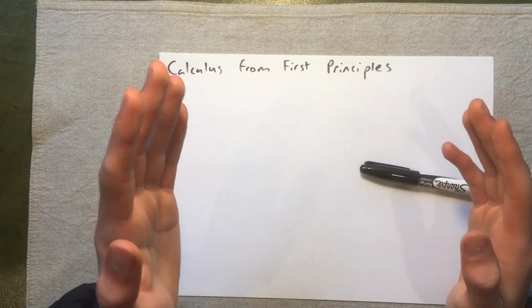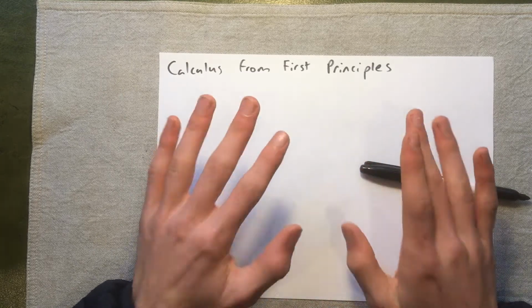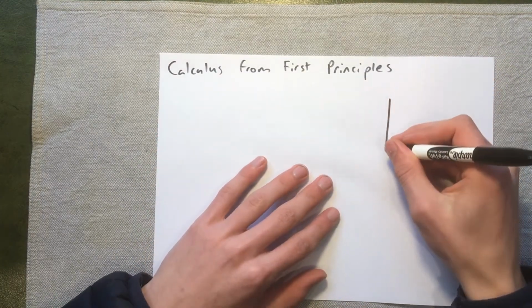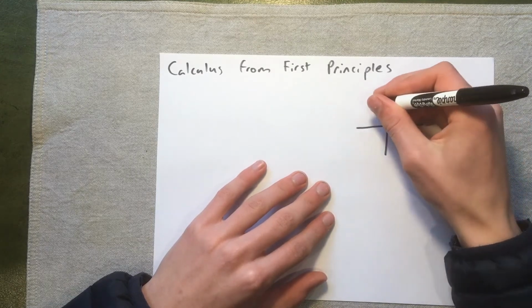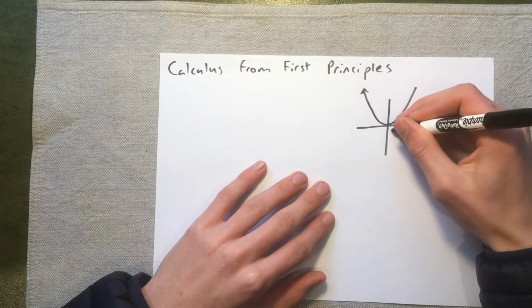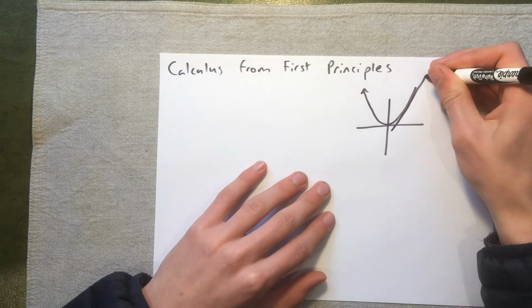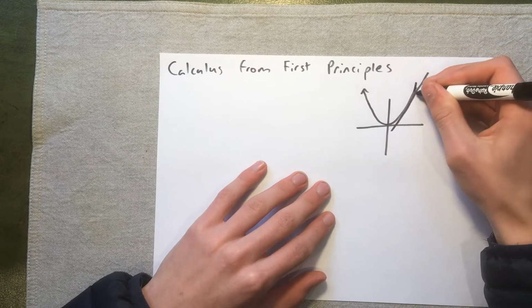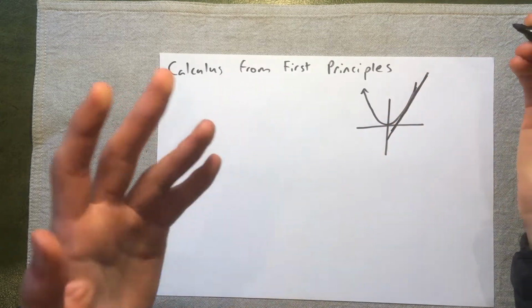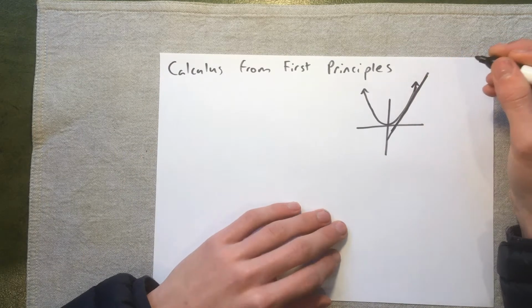Today we're going to be going over calculus from first principles, that is understanding where our knowledge from differential calculus really comes from, the bare bones of it. So we know calculus has got to do with finding the gradient of the tangent to any graph. The tangent is only a line that touches the graph once, so if we find the gradient of this tangent, that is essentially what calculus is.